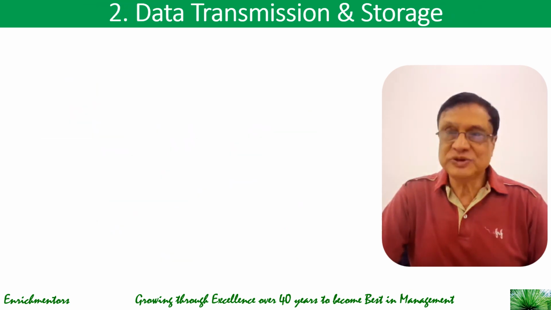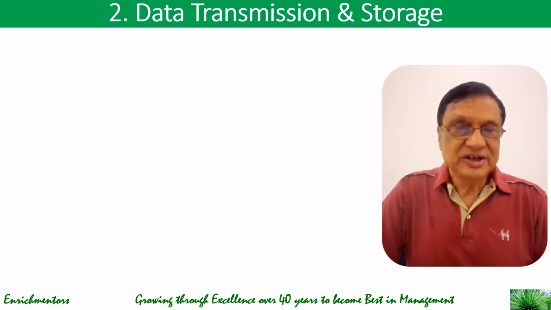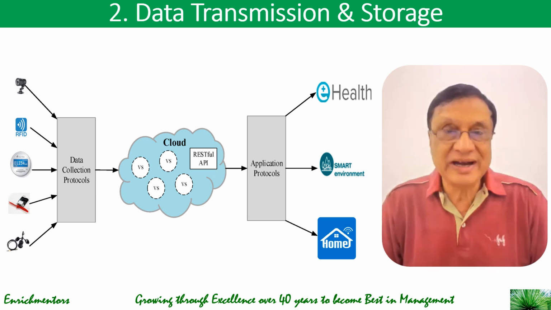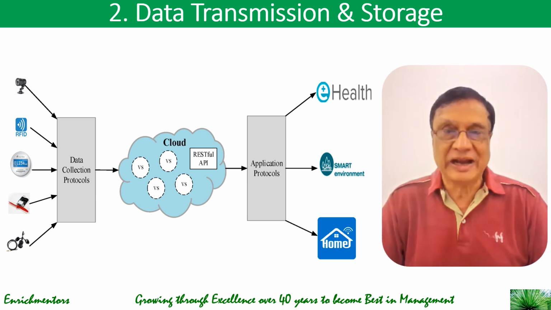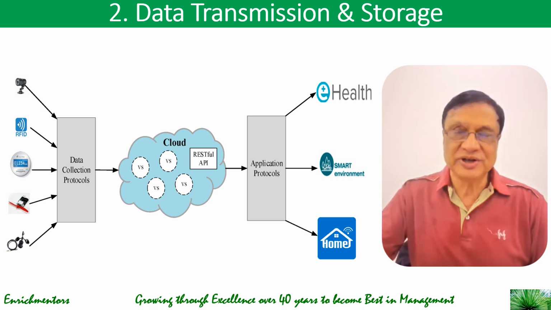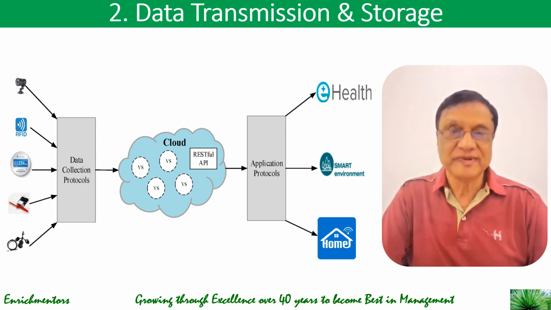The second thing that happens, obviously, is data transmission and storage. There, these sensor readings are sent in real time to a central system or a cloud platform for processing. So that's how the data transmission happens. The keywords here are real time, sent to a cloud platform or central system. What is sent is the sensor readings.